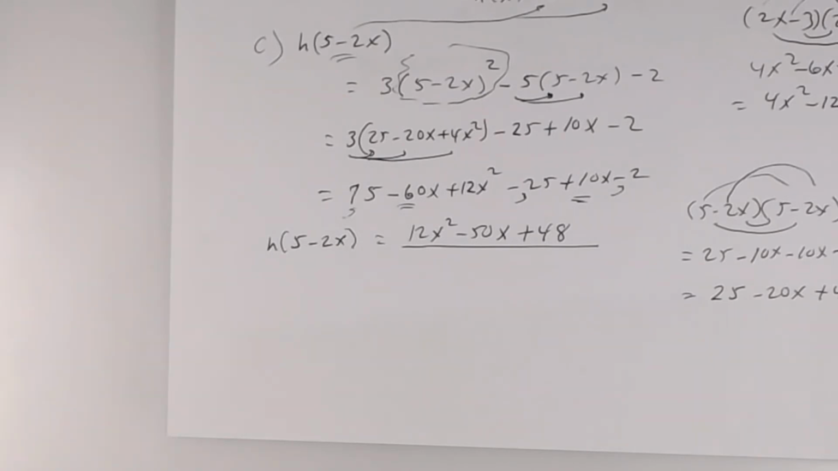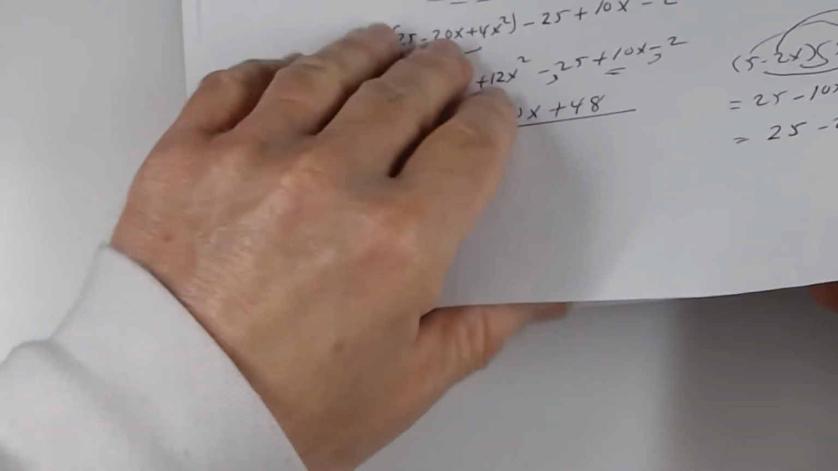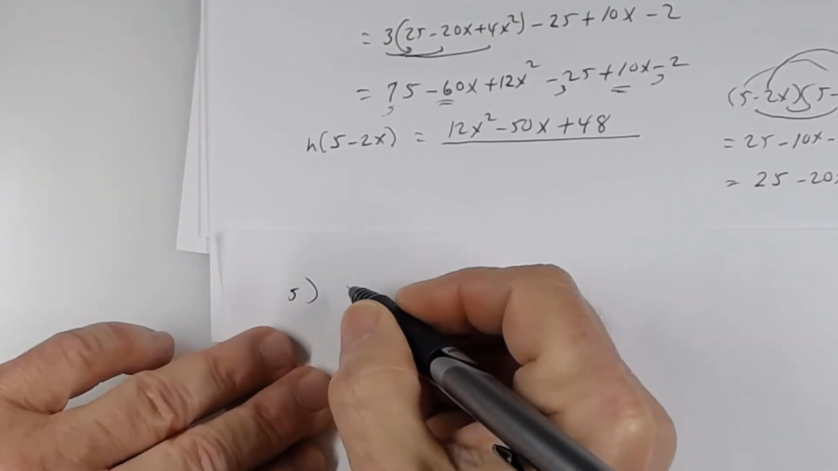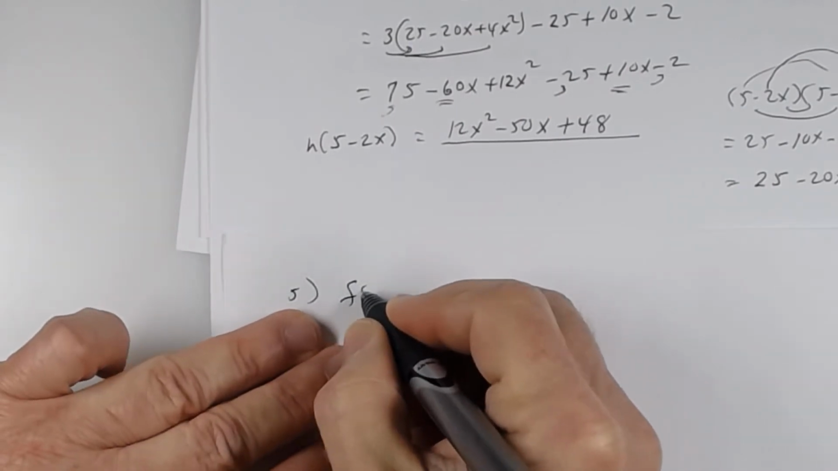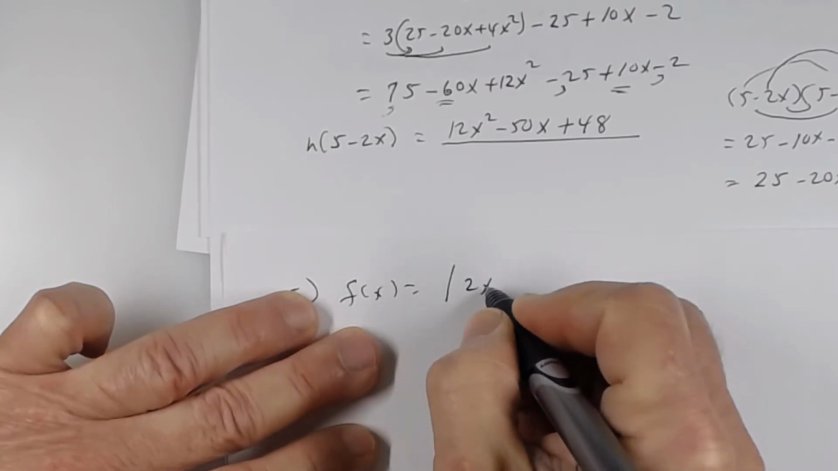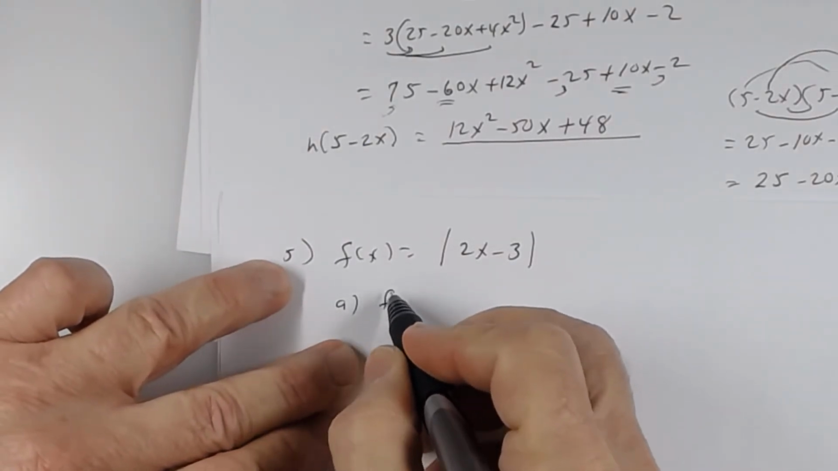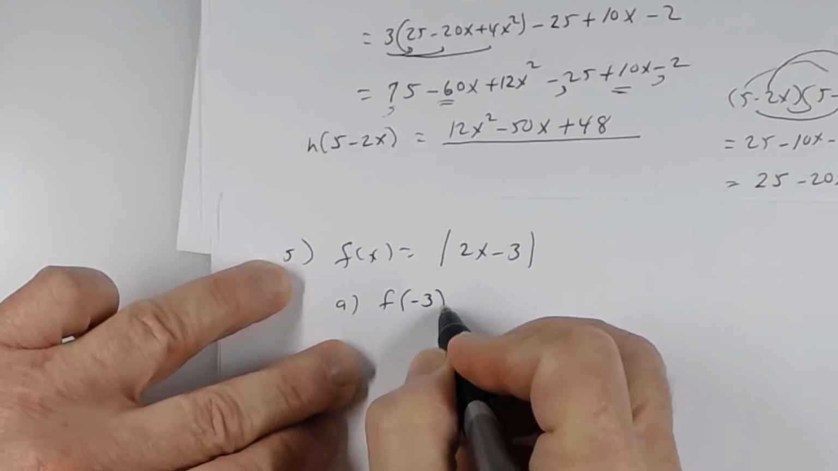All right, let's do one with an absolute value because there's one like that on your worksheet. So let's just do one like that. So this can be number 5. So let's start with a simple one. So let's say f of x is the absolute value of 2x minus 3. All right, now, part A, let's find f of negative 3.